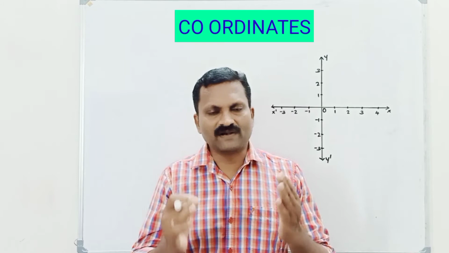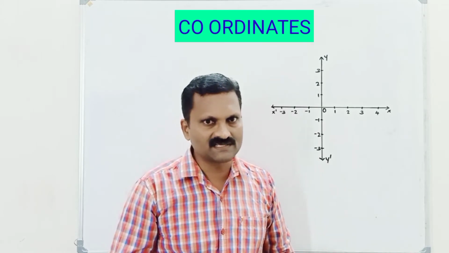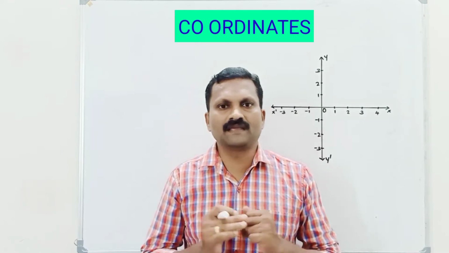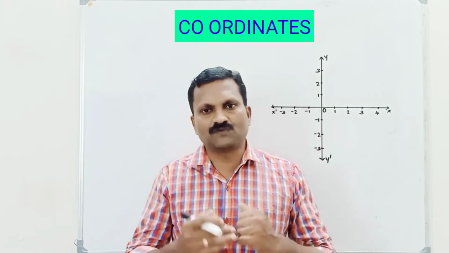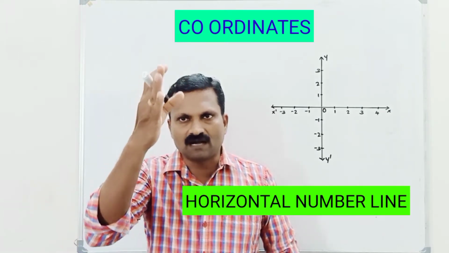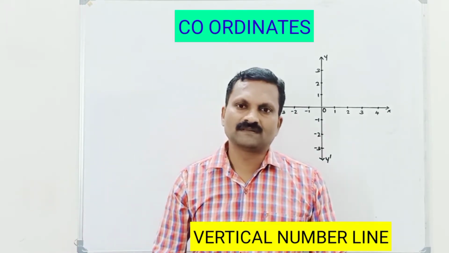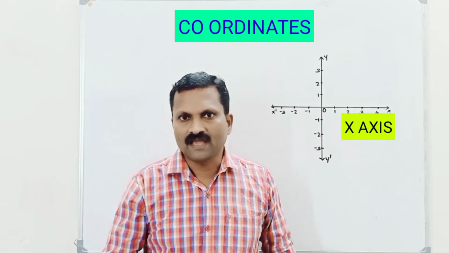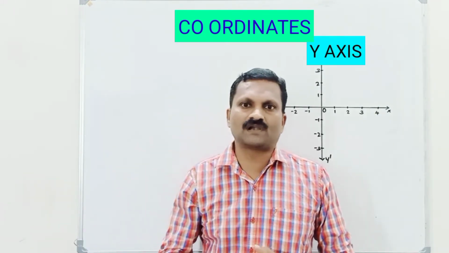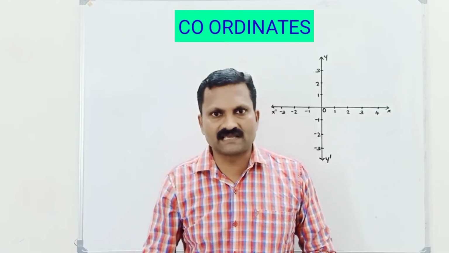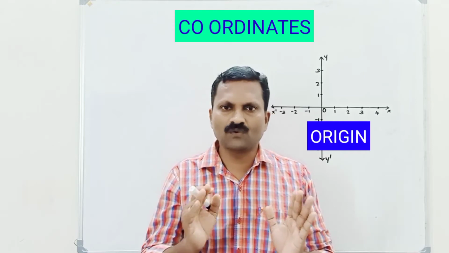Do you know what the basic concept of coordinates is? The basic concept of coordinates is the number line. There are two types of number lines: one is the horizontal number line and the other is the vertical number line. The horizontal number line is called the x-axis and the vertical number line is called the y-axis. The intersection of the x-axis and y-axis is called the origin.